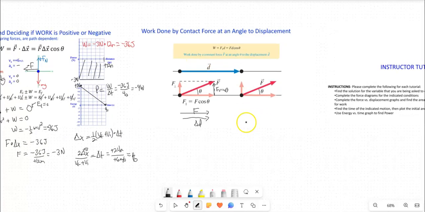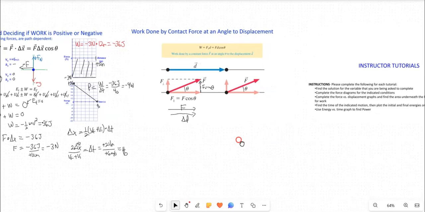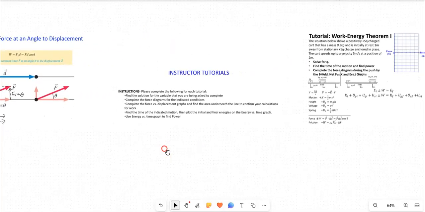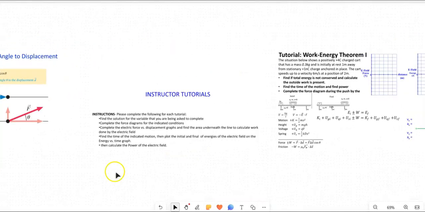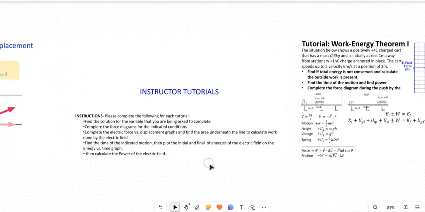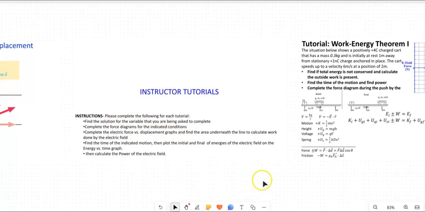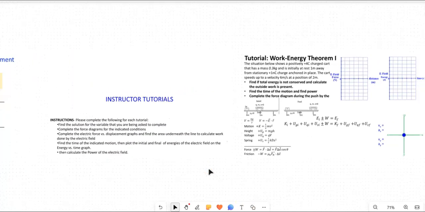All right. Now that we've talked about that, let's look at some of your tutorial examples. Okay? So, in these tutorials, in these recordings, what we're supposed to do, and these are the same instructions that are in the student tutorials, you're supposed to find the solution for whatever you're asked to solve for. In this case, the first one is about deciding if there is energy lost. So if work is present. You're supposed to complete a force diagram. So I'll scooch out so you could see this. Supposed to complete a force diagram.